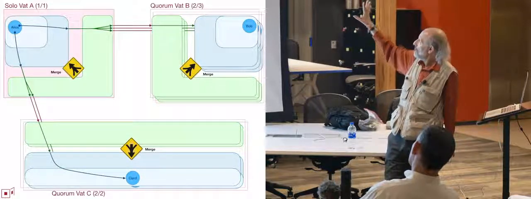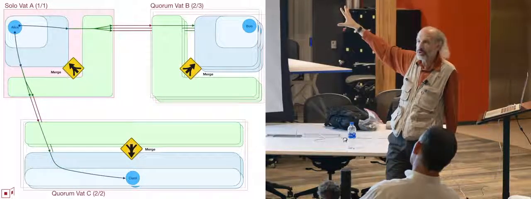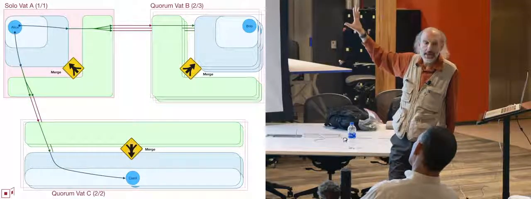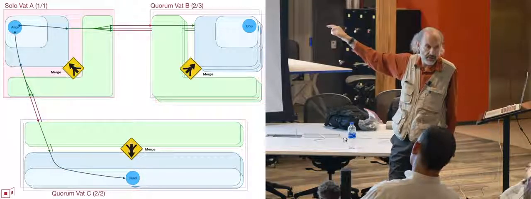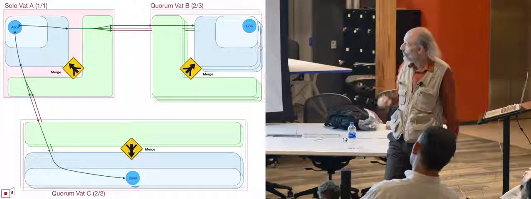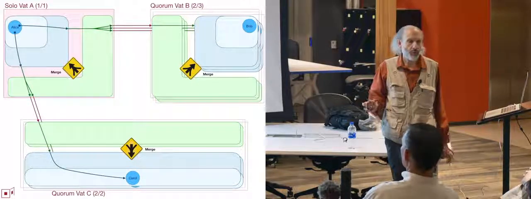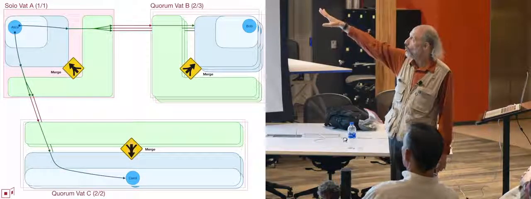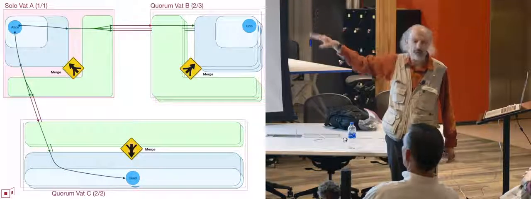And the definition of VAT-B is the enumeration of the 3 participants and the thresholding rule that anything 2 out of 3 of them agreed on is, by definition, what it is that VAT-B did. And likewise, VAT-C at the bottom is a 2 out of 2 VAT, so it only proceeds with unanimity. And VAT-A, shown as a 1 out of 1 VAT, is really just the same old degenerate case of just a solo machine.